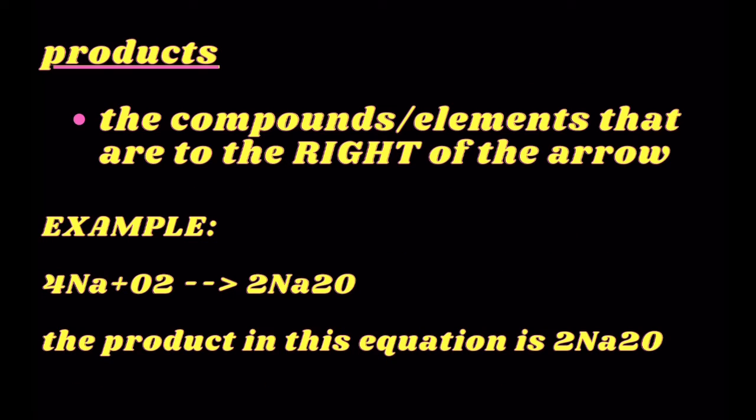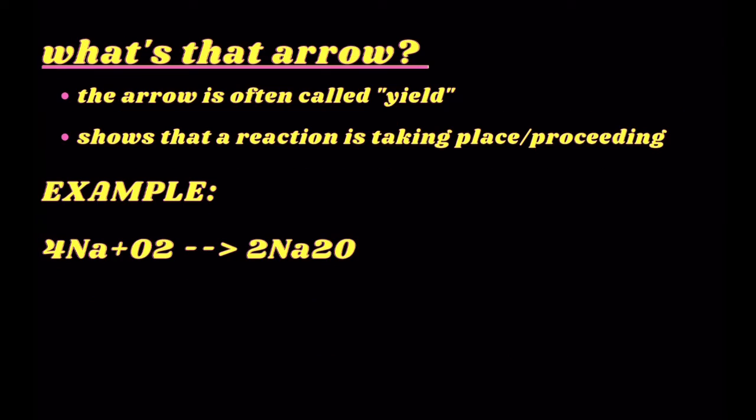Now let's discuss products, which are the compounds and elements that are to the right of the arrow. In our example, to the right of the arrow, we have 2Na2O. Let's quickly talk about the arrow that we see in chemical equations. The arrow is often referred to as yield and shows that a reaction is taking place.